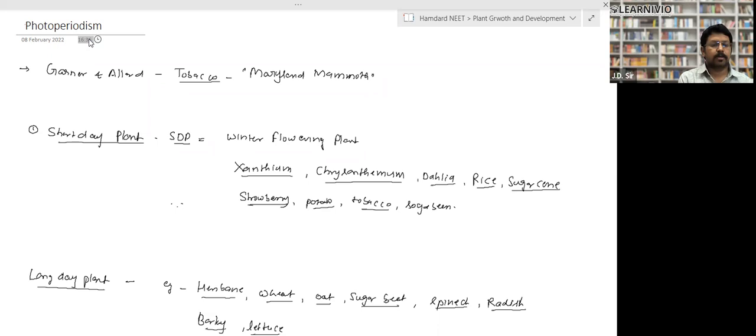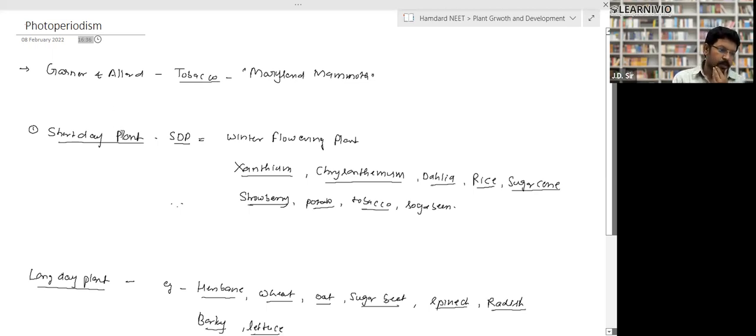Next point. The phenomenon was discovered by Garner and Allard in tobacco plant. The name of the variety of tobacco was Maryland Mammoth, where photoperiodism was discovered by Garner and Allard.